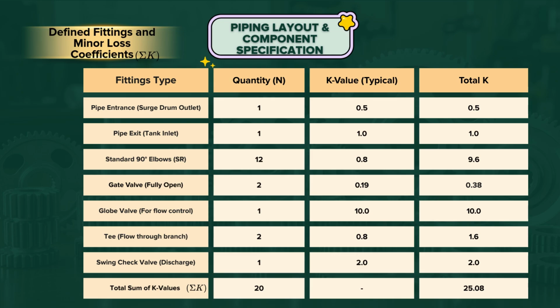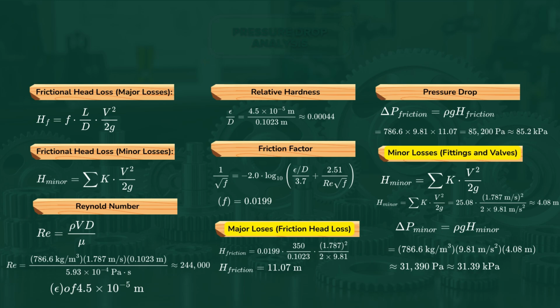Gate valve fully open, quantity 2, K value 0.19, total K 0.38. Globe valve for flow control, quantity 1, K value 10.0, total K 10.0. Tee, flow through branch, quantity 2, K value 0.80, total K 1.6. Swing check valve, discharge, quantity 1, K value 2.0, total K 2.0. Total sum of K values is 25.08.